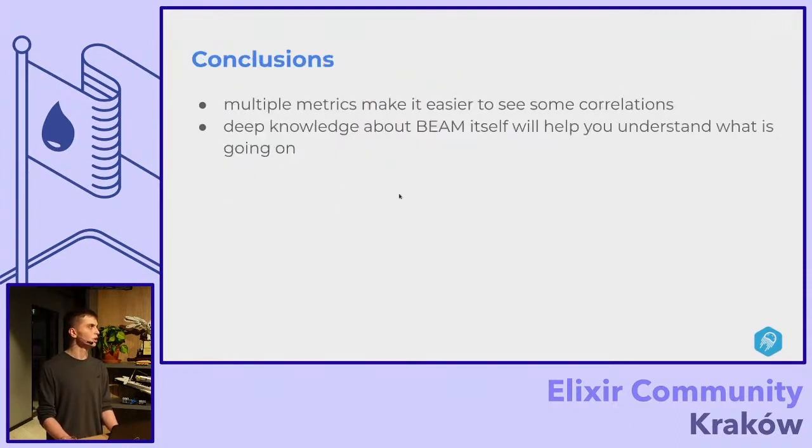Going to the summary, some conclusions from this talk. I wanted to show you that measuring Beam performance requires deep knowledge about the Beam itself. And it might not be a good idea to look at only one metric like CPU load. I think it's also important to put as many metrics in one place as possible because it's easier to see correlations. For example, when you see that you are not running all schedulers, you start asking questions, so you go into the Beam itself, you start reading, and you start understanding more. So I think that's all from me.